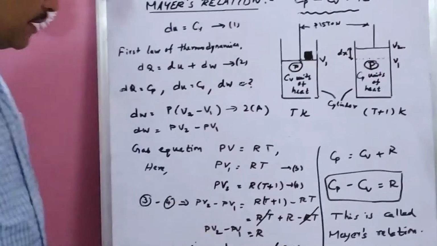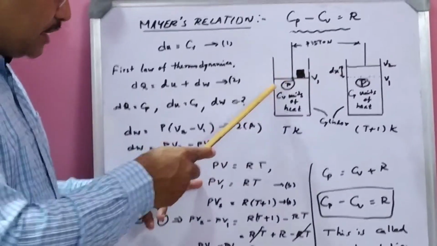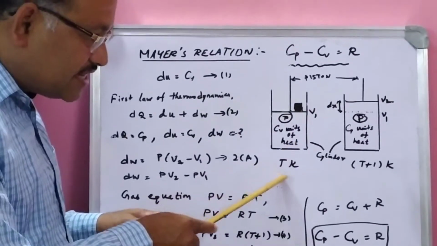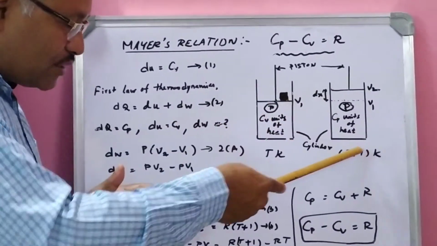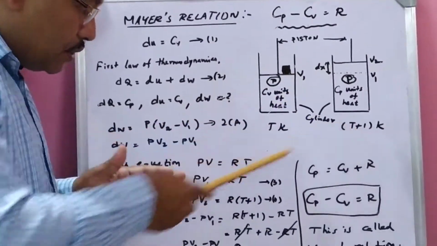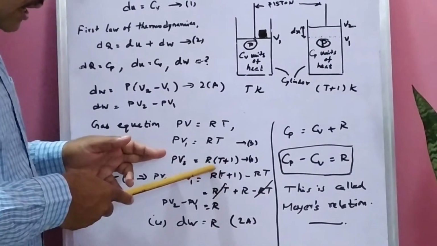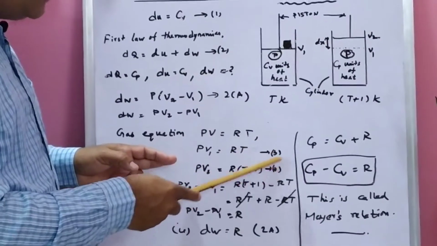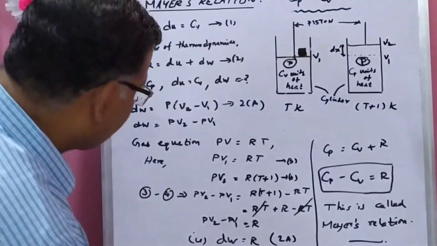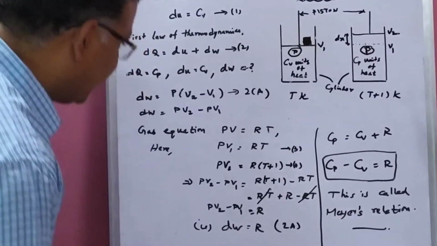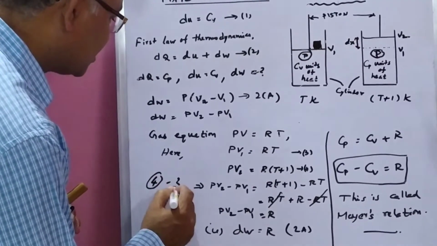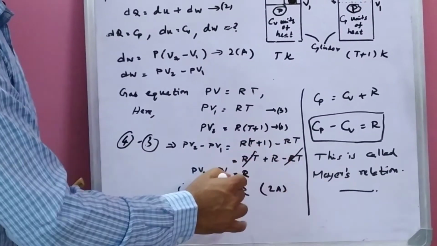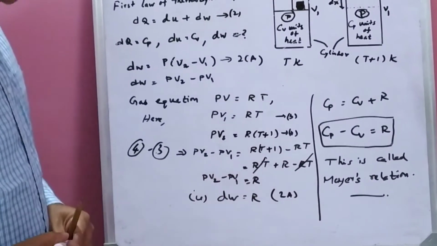So by using this equation, consider a case. Initially pressure is P, volume is V1, R is the universal gas constant, and initially temperature is T. In the next case, I am increasing the temperature by 1 degree Kelvin. So T plus 1, R is R, and volume changes from V1 to V2, so PV2. So in equations 3 and 4, if you subtract equation 3 from equation 4, PV2 minus PV1 is equal to R(T plus 1) minus RT. So RT gets cancelled, and we get PV2 minus PV1 is equal to R.